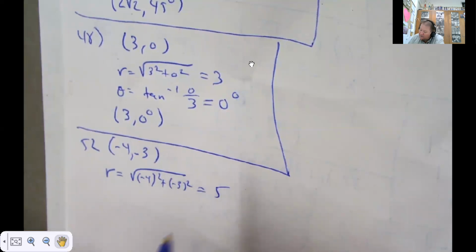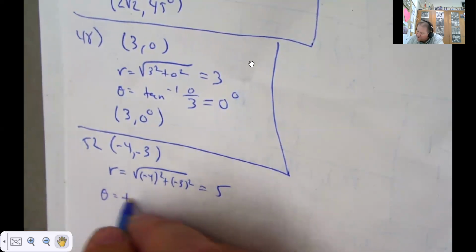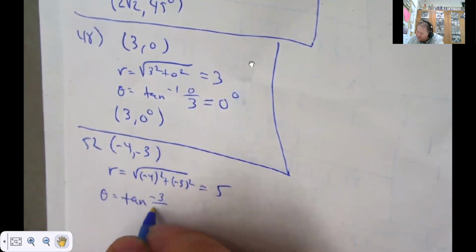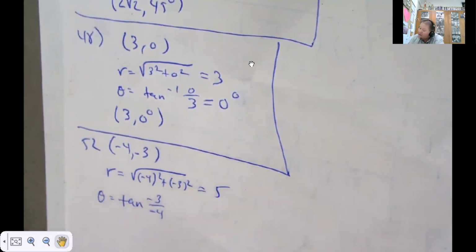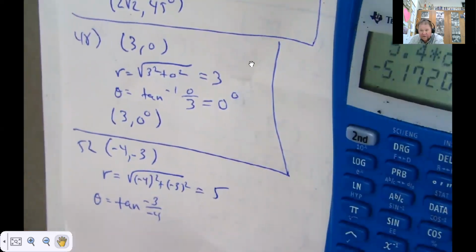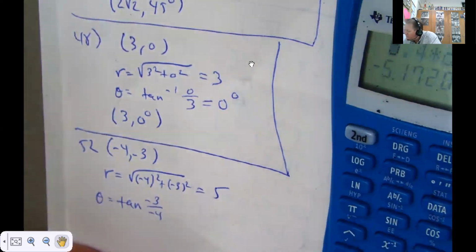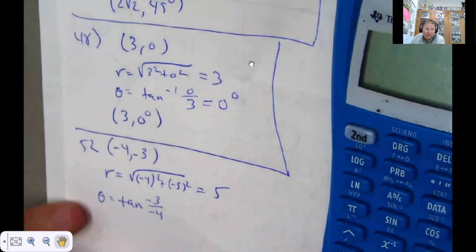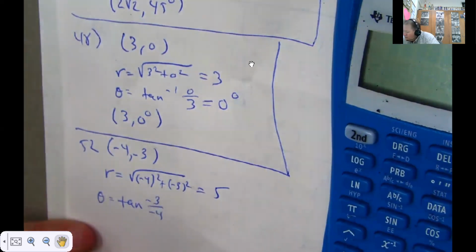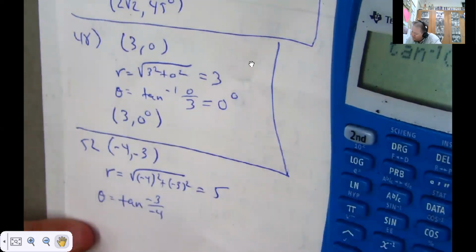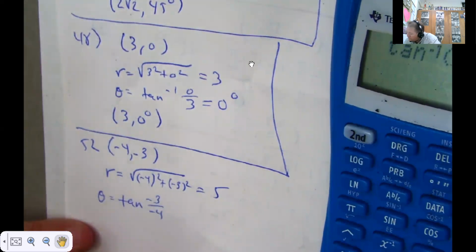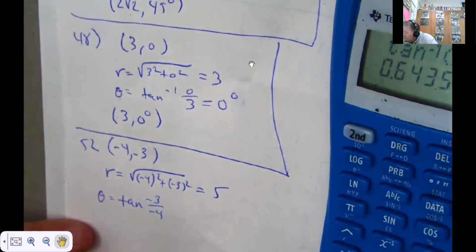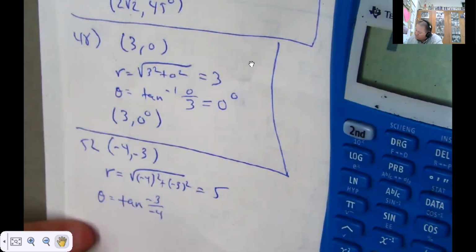The square root of 25 is 5. Okay, and then theta is going to be the arctangent of -3 over -4. The two negatives cancel. And this is the one where I'm going to get the wrong answer in the calculator. It's not wrong, it just gave me the principal value, and I have to know I have to add 180. Here we go. I'm going to do the arctangent of -3 over -4, which you could cancel the negatives if you want or not. Oh, I'm in radian mode. Let's go in degrees. Let's go back.